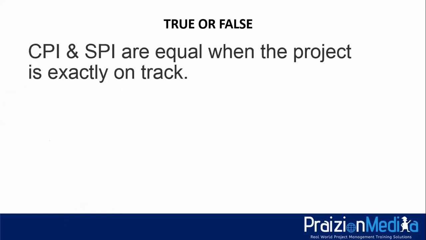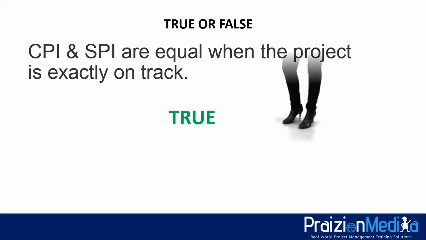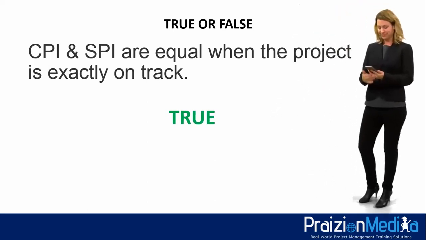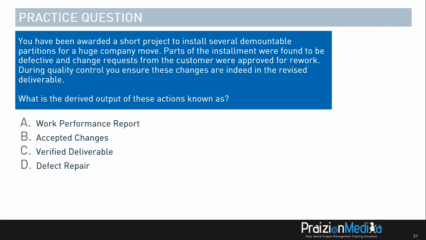All right, next question. CPI and SPI are equal when the project is exactly on track. 3, 2, 1. This is true. If SPI and CPI are exactly on target, it's going to be a 1 and a 1, and they will both be equal. So it's kind of like a common sense question, if you will. All right, let's go to our final one.